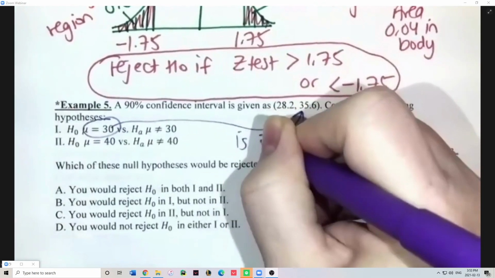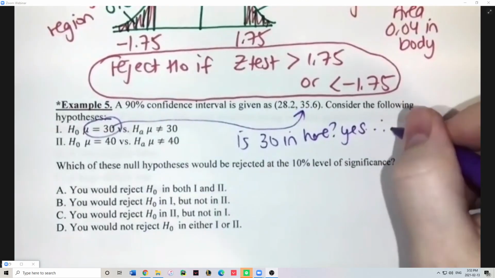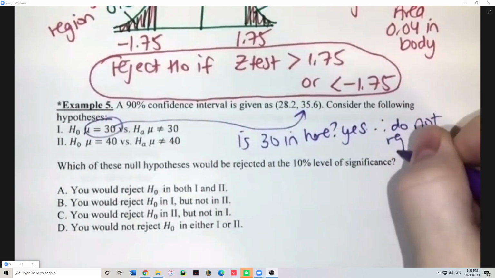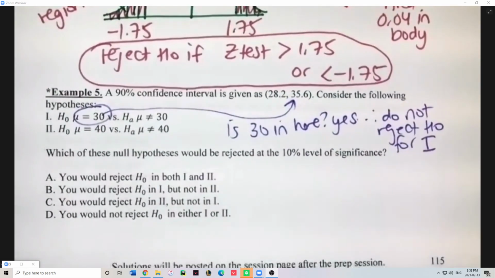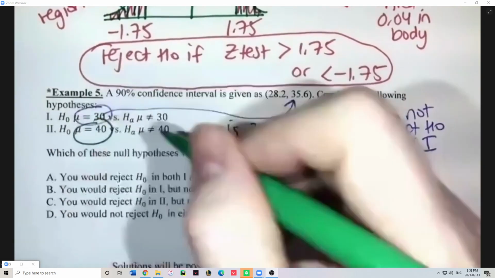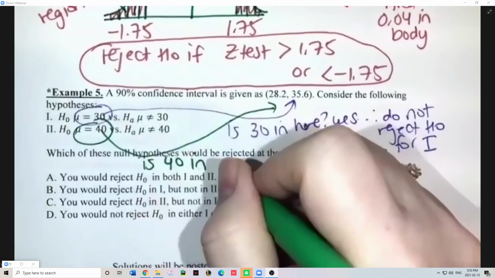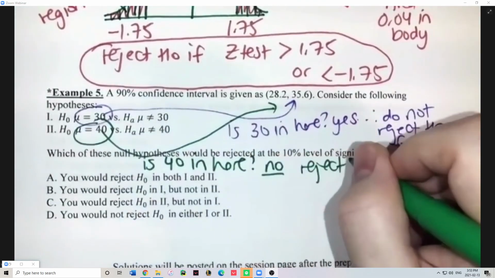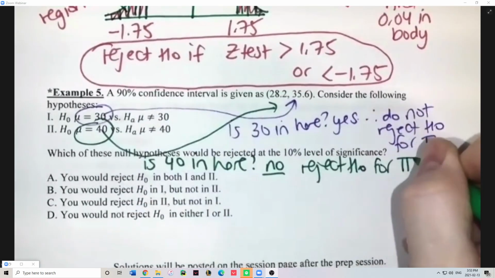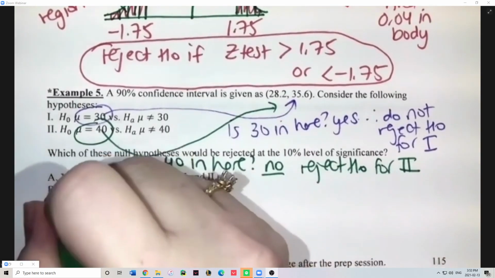Okay, so is 30 in our confidence interval? The answer is yes, so that would be do not reject H naught for number 1. Now for number 2, is 40 in our interval? The answer is no, so that would be reject H naught for number 2. So reject in number 2, but not in number 1. So that would be C.